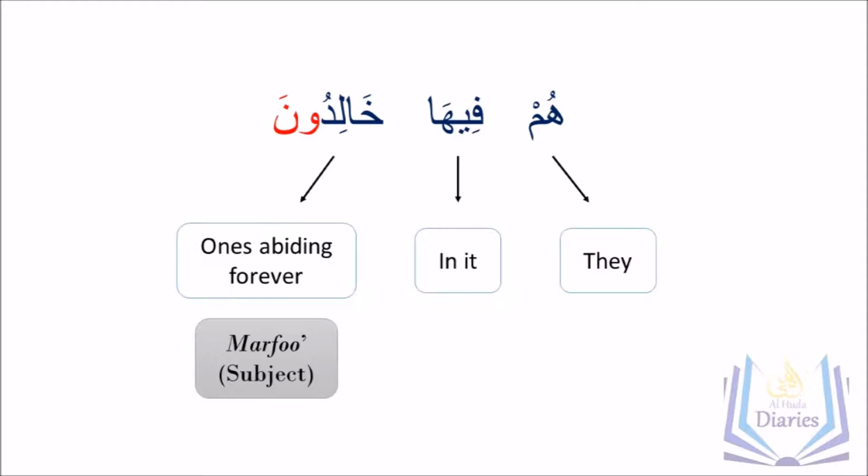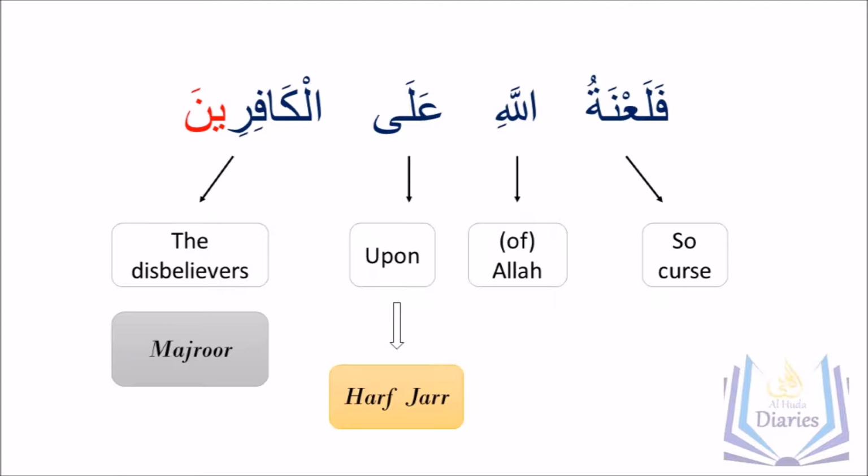If you were to look at another example, then we can look at ayah number 81 of Surah Baqarah, where we find hum fiha khalidun. So if we see here, khalidun is in the state of rafa because those who stay eternally, they are the subject of this particular sentence. And in another ayah we see where Allah subhanahu wa ta'ala says فَلَعْنَةُ اللَّهِ عَلَى الْكَافِرِينَ. So we see that al-kafirin is in a state of jar because of the presence of the harf jar ala. So it is not al-kafirun, rather it is al-kafirin.